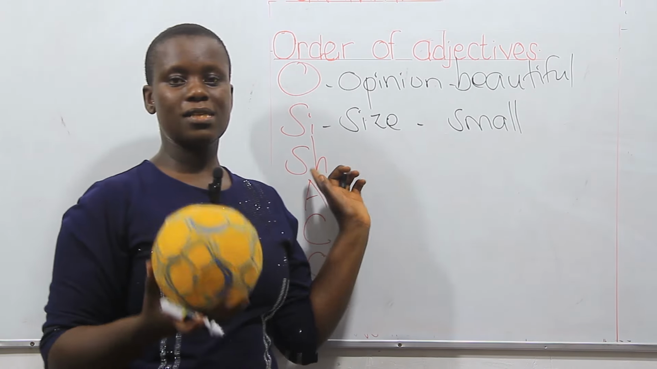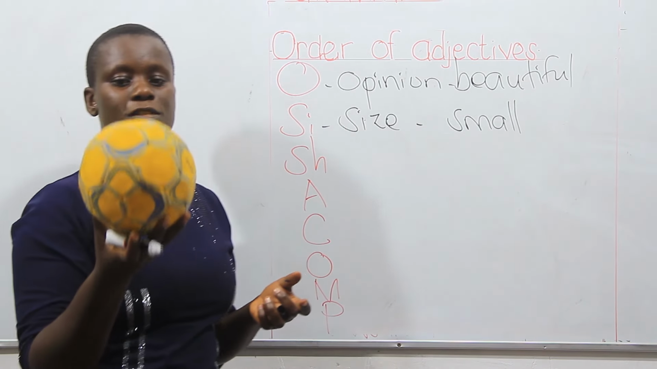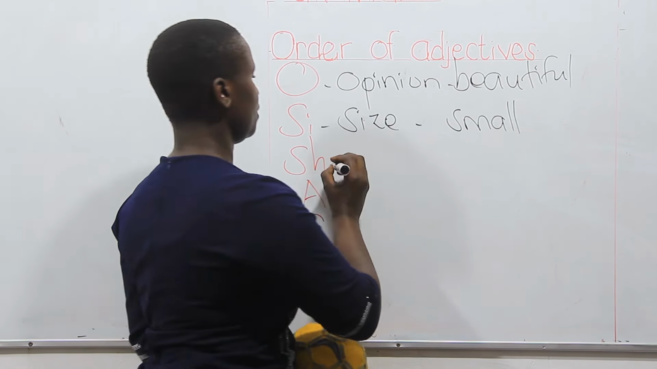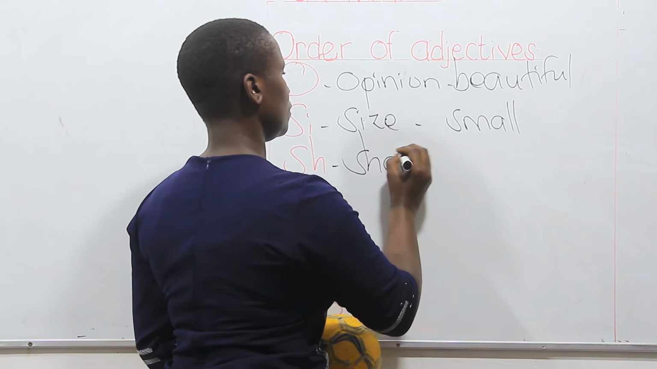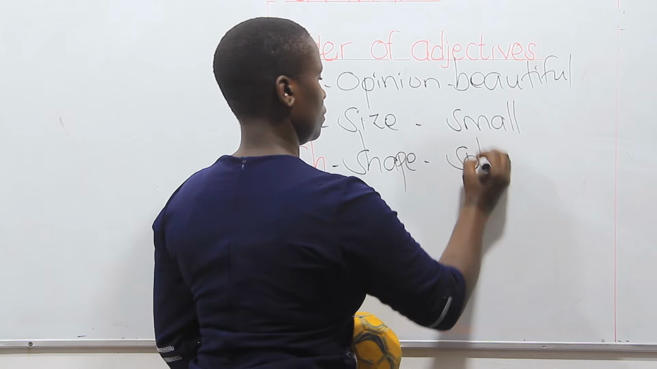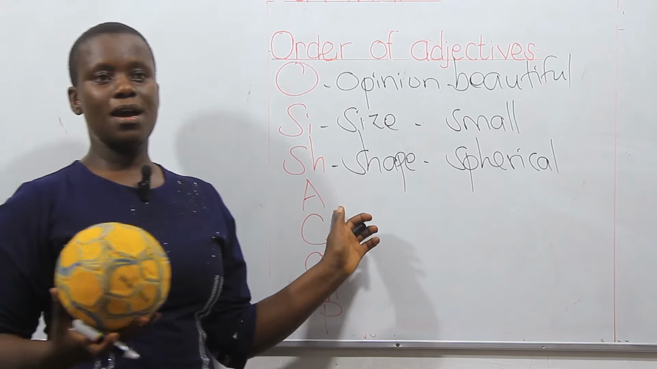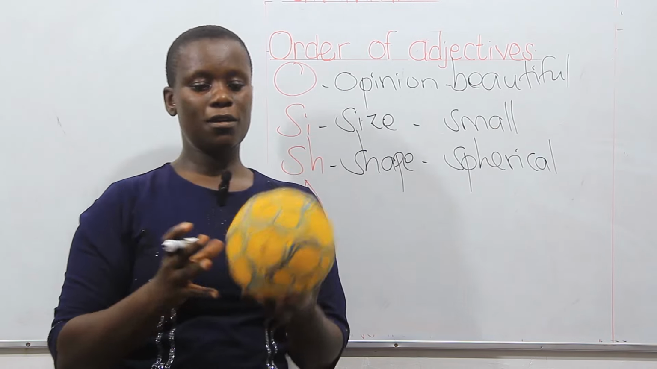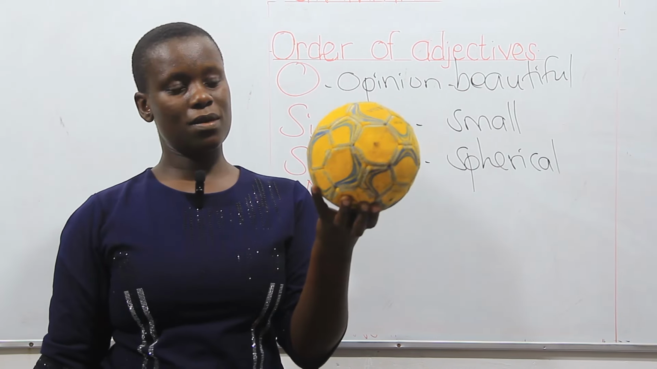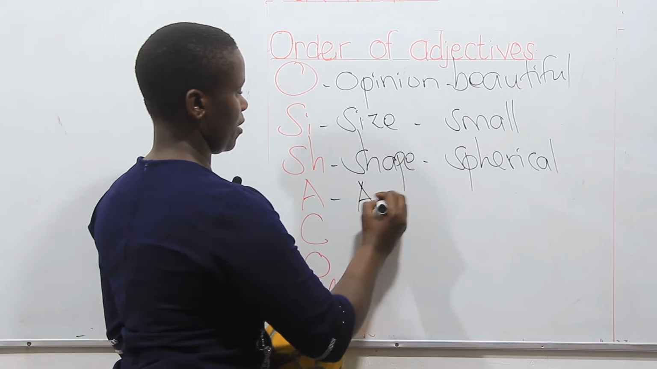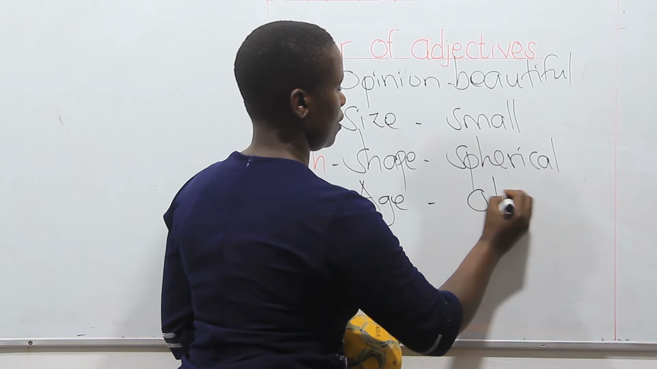The sh here stands for shape. The shape of this ball is a sphere. So we say that the ball is spherical. The A here stands for age. And by looking at this ball, it does not look like new. So we say it is old. So in terms of age, we say it is old.